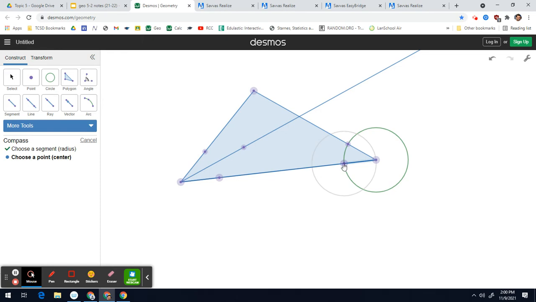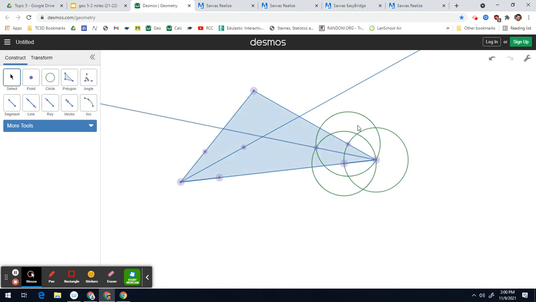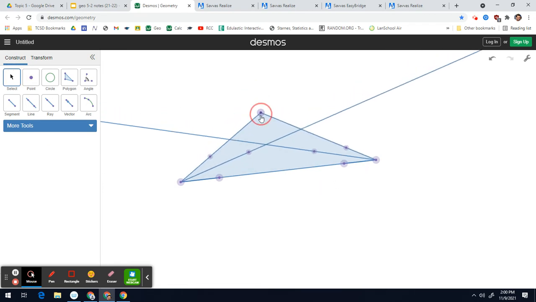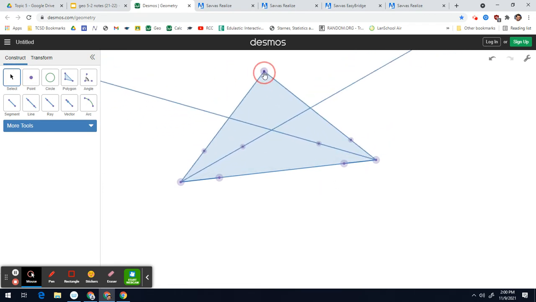Put it on one of the points where the original circle crossed the side. Do the same thing. Click on the segment again and go to the upper point. Where those two circles cross right there, that's the point I need to create my angle bisector. Use ray, start at the corner, connect to that point. There we go. And hide those circles. And again, if I move this top, see both angle bisectors move.